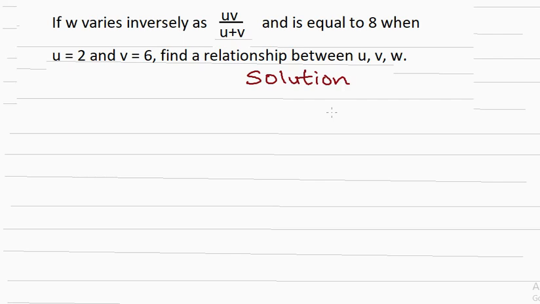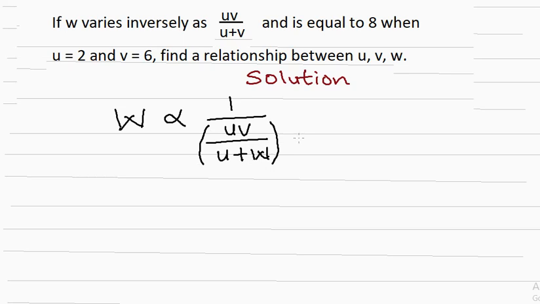All right. Here we go. So this one goes this way. If W varies inversely as UV all over U plus W, that is 1 all over UV, then divided by U plus W. So that is what inverse variation means.